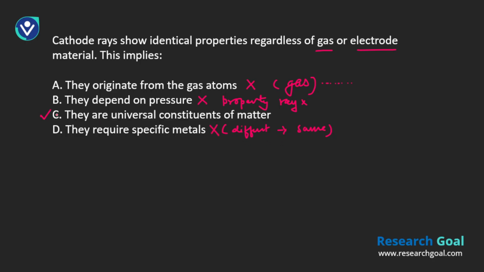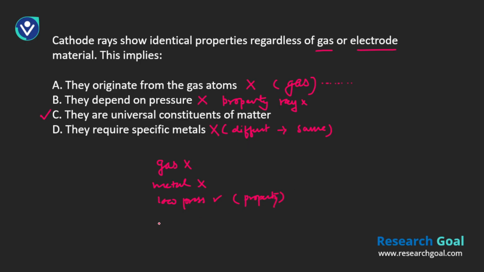Now coming on to the C option, which is they are universal constituents of matter, and this is the correct one. Let's discuss why this is the correct one. In the cathode ray experiments, when scientists performed that experiment, they found out that it doesn't matter which gas was present. So that means they are not dependent on the gas inside the tube, or on which metal. It doesn't matter what metal you were using for the cathode, what gas you were using. Low pressure was required, but it was not affecting the property. So we need to understand that.